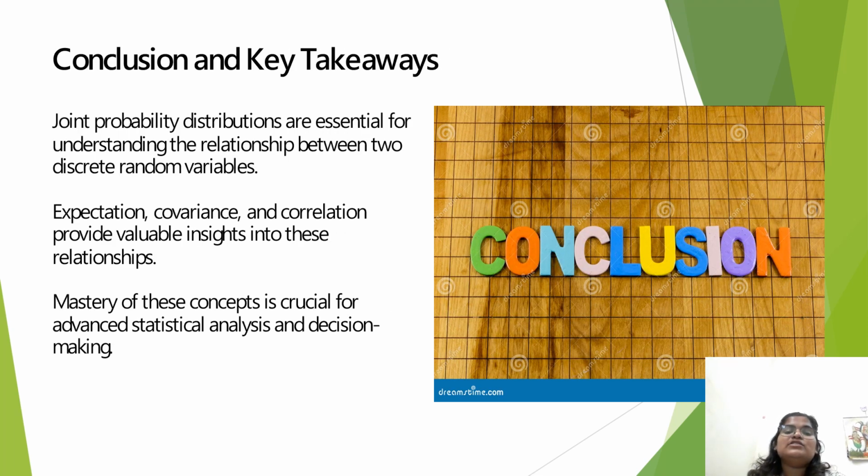Conclusion: joint probability distributions are essential for understanding the relationship between two discrete random variables. The expectation, covariance and correlation provide valuable insight into these relationships, and mastery of this concept is crucial for advanced statistical analysis and decision making.